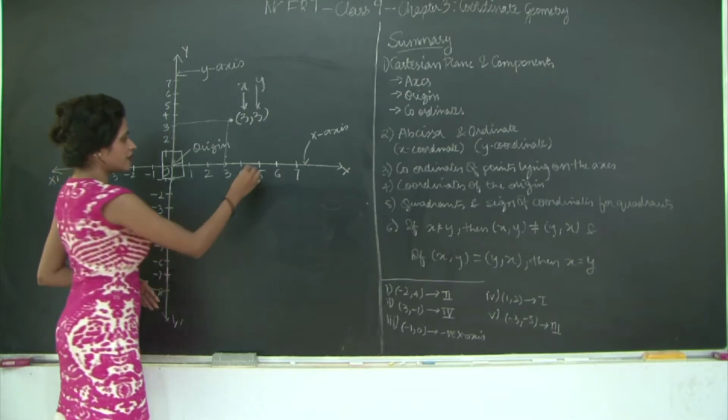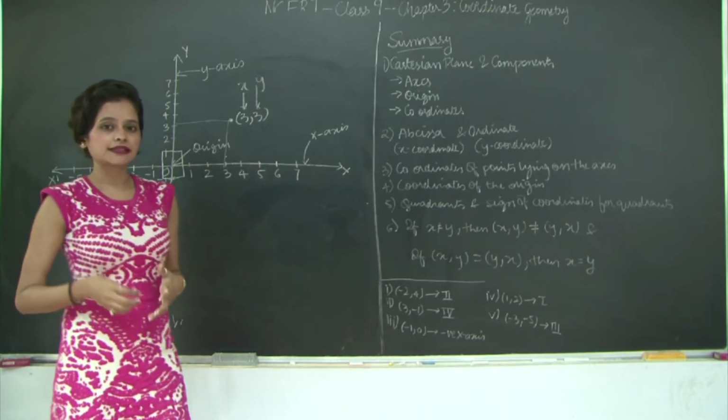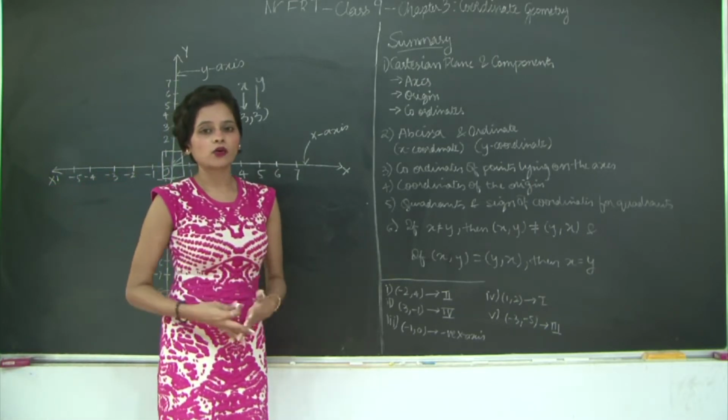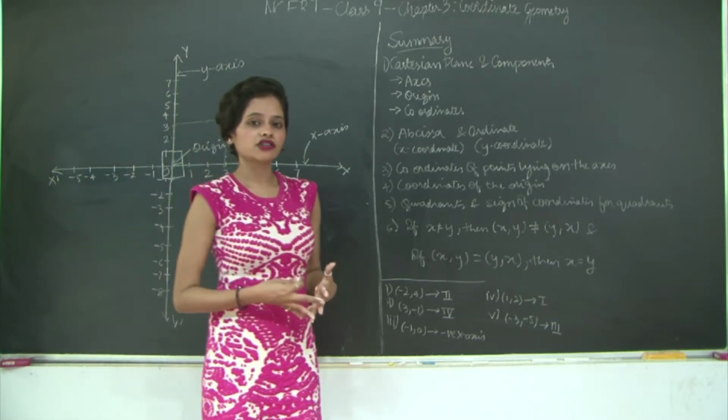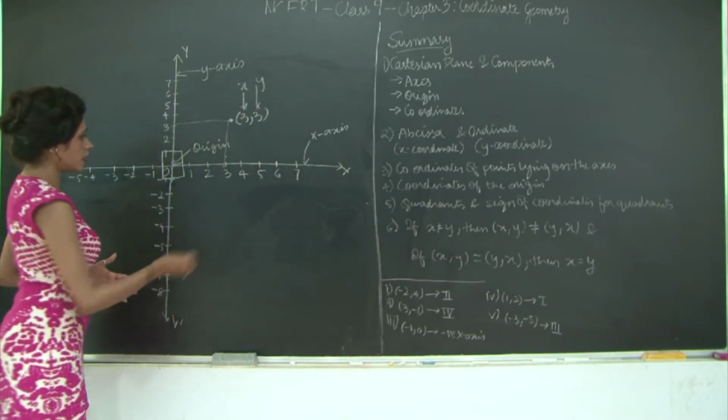But what if you have a point that is lying on the x axis? For coordinates of points lying on the x axis, the y coordinate would be 0, and for coordinates of points lying on the y axis, the x coordinate would be 0. Let us take a look how.